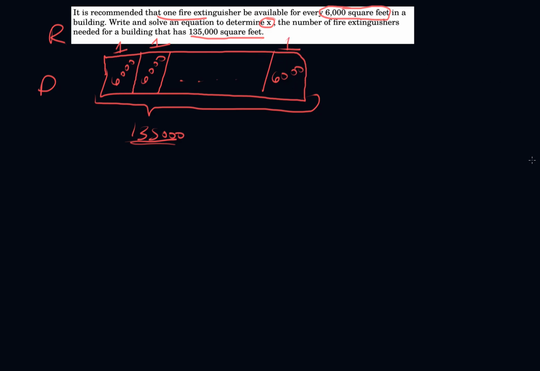So let's move on to writing our equation. We need X. X is a variable that they gave us, which is the number of fire extinguishers needed. So X equals. We need to divide, because this is our big number of the building. How many 6,000 square feet are in that? In order to find that out, we need to divide. So 135,000 divided by 6,000.